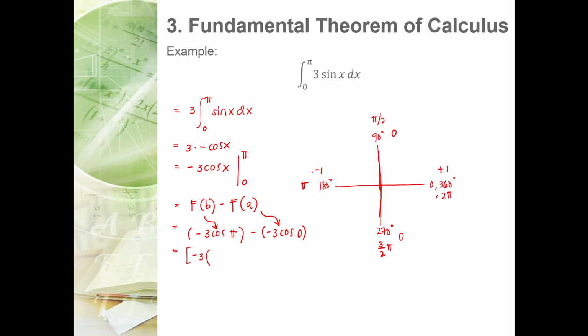Then again, cosine pi is negative 1. So negative 1, and then minus 3. Then negative, oops, sorry. So this is minus negative 3. Then cosine 0 is 1, so times 1. So this is positive 3. Then minus negative 3. So the answer is 6.